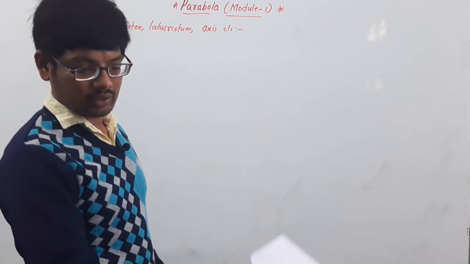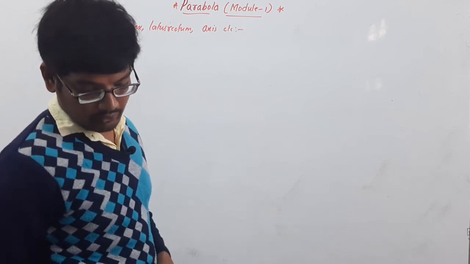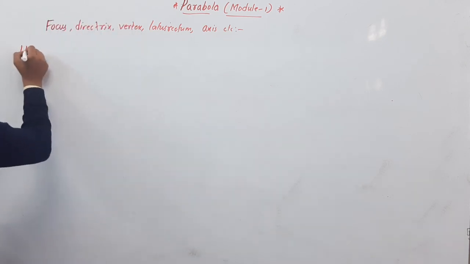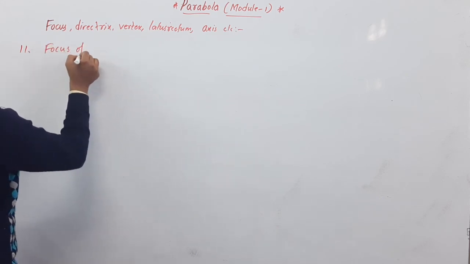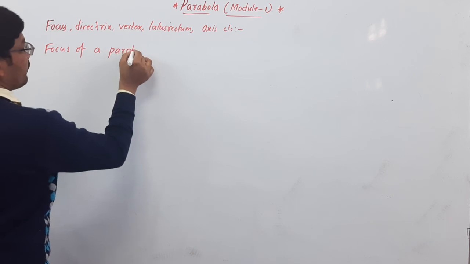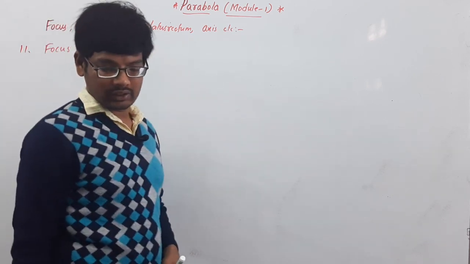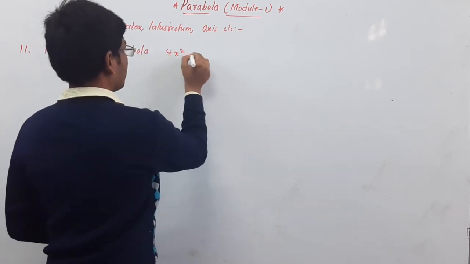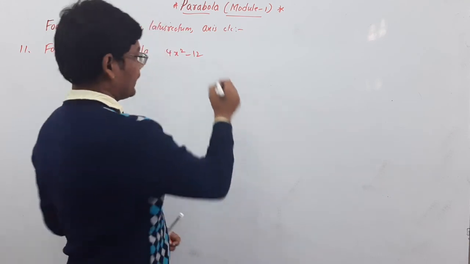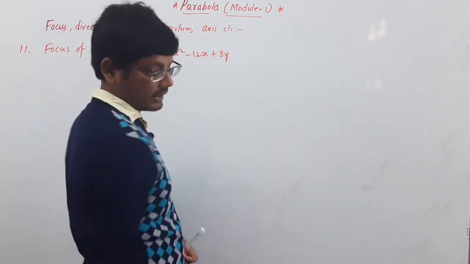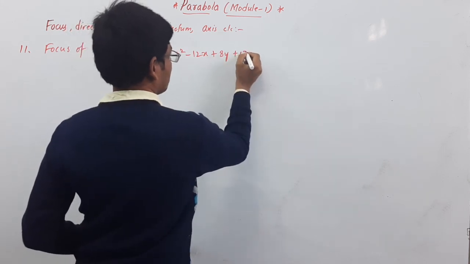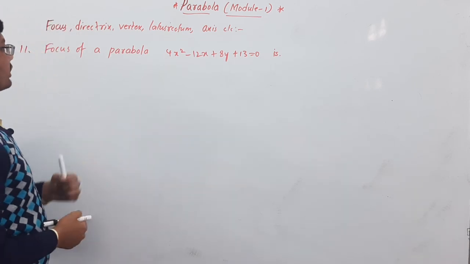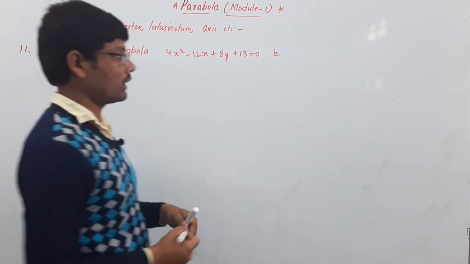And the next question is the focus of a parabola. The parabola equation is given, that is x square plus 4x square minus 12x plus 8y plus 13 is equal to 0. This is the equation given for the focus of a parabola. He is asking the focus of the parabola.